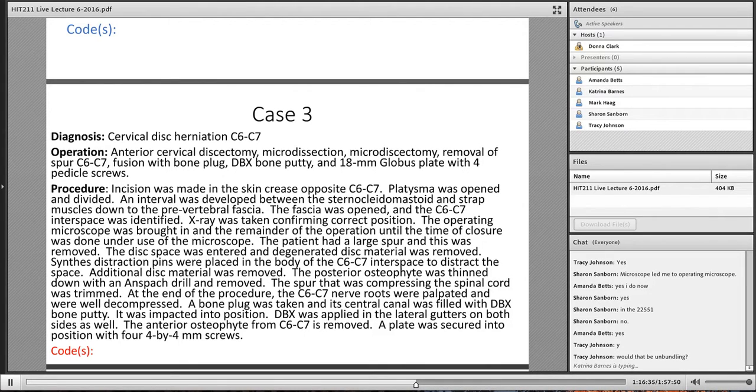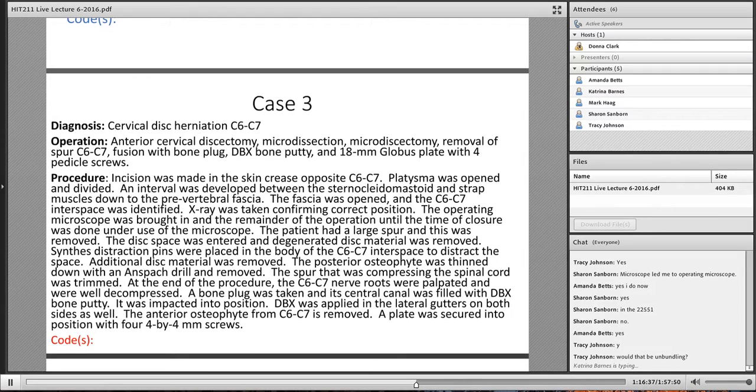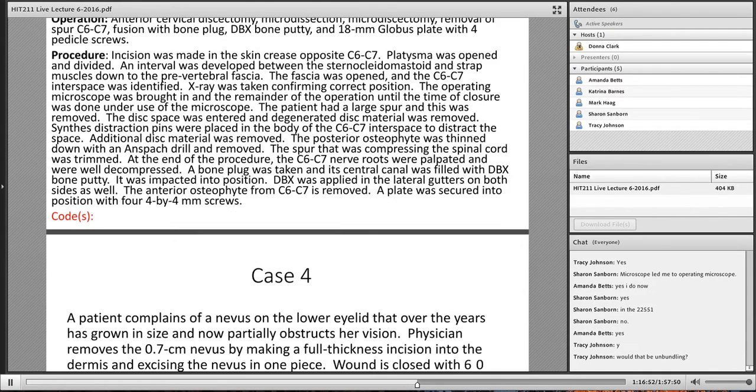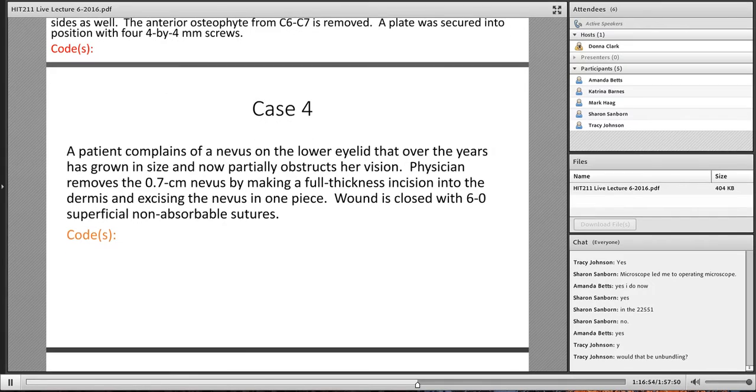All right, let's move on. Case 4. Yes, which you can't. That would be rejected. Yes, you are unbundling, so that is already included. It's inclusive. All right, let's read case 4. Read this initially and then try to code.